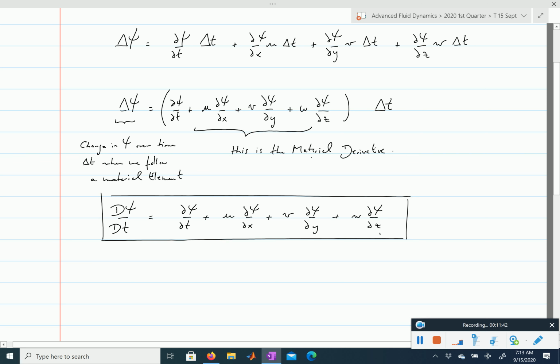Now you see here that the three last terms together look like the dot product between the vector u, v, w and the gradient of psi. So another way of writing this is that the material derivative is equal to partial psi partial t plus u dot grad psi.